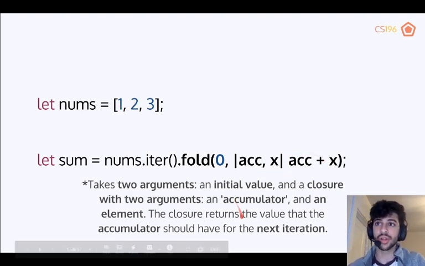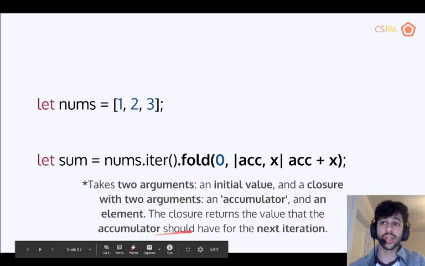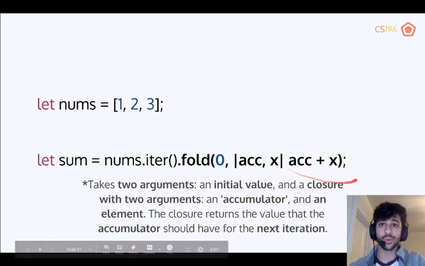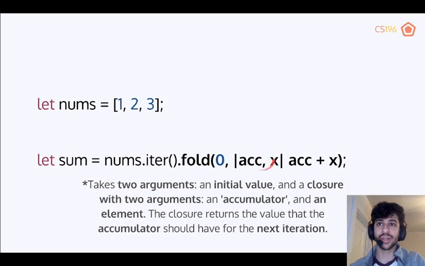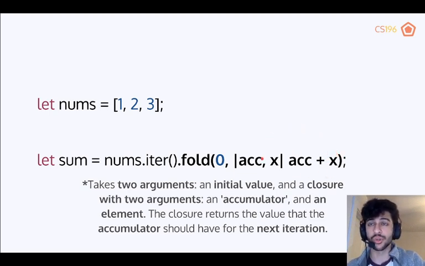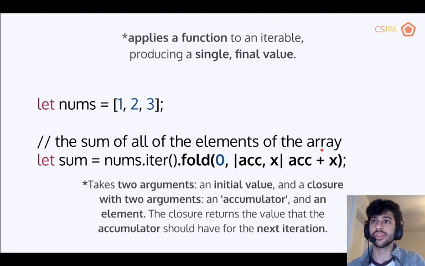We said that this closure will return the value that the accumulator will have for the next iteration. So 1 will be put into this accumulator for the next iteration, and on the next iteration we have value 2 for x. From there we can say that 2 plus 1 is equal to 3, and this will be output into the new accumulator for the next iteration. And so we'll say that 3 plus our next element, which is 3, is equal to 6. And so this will return 6.